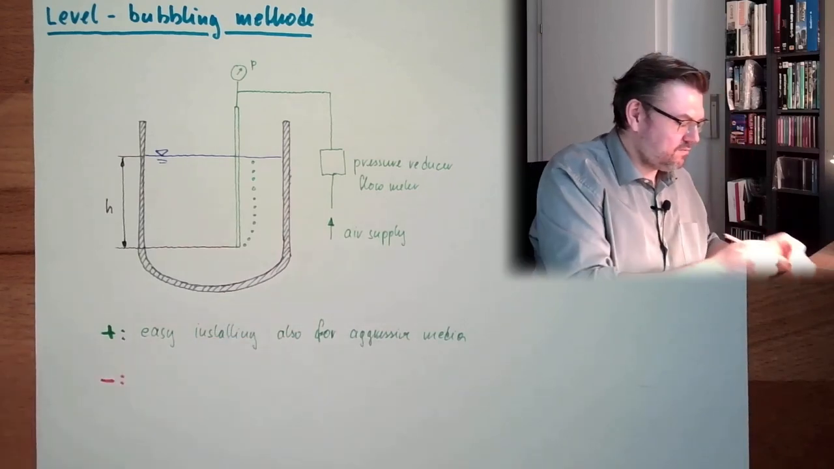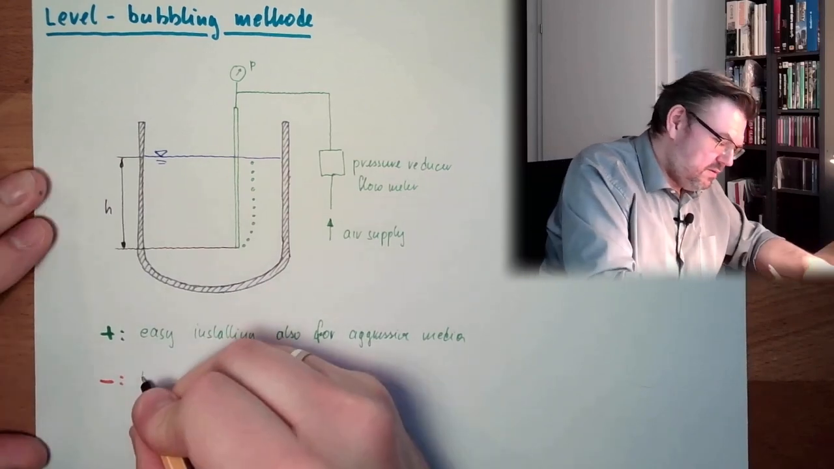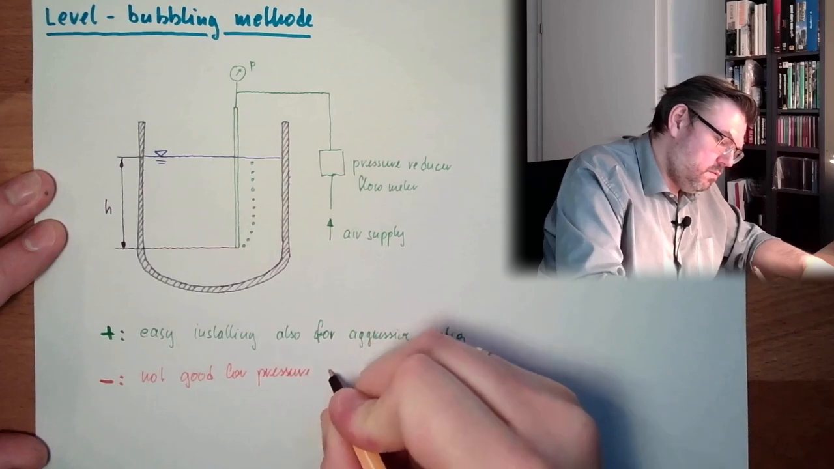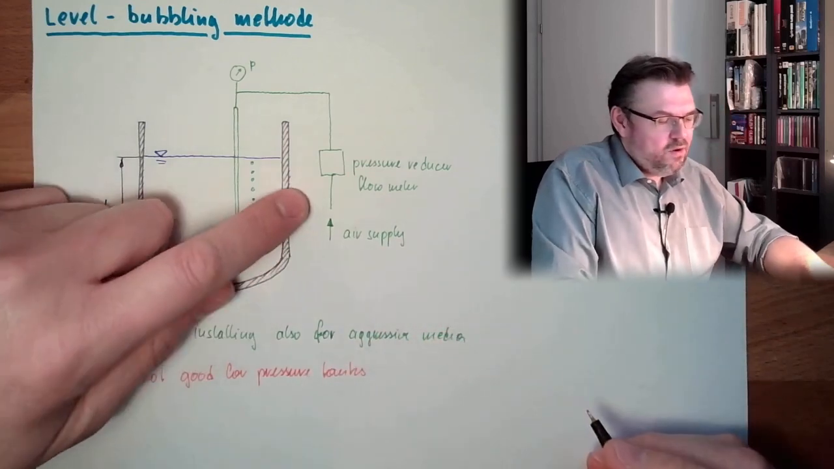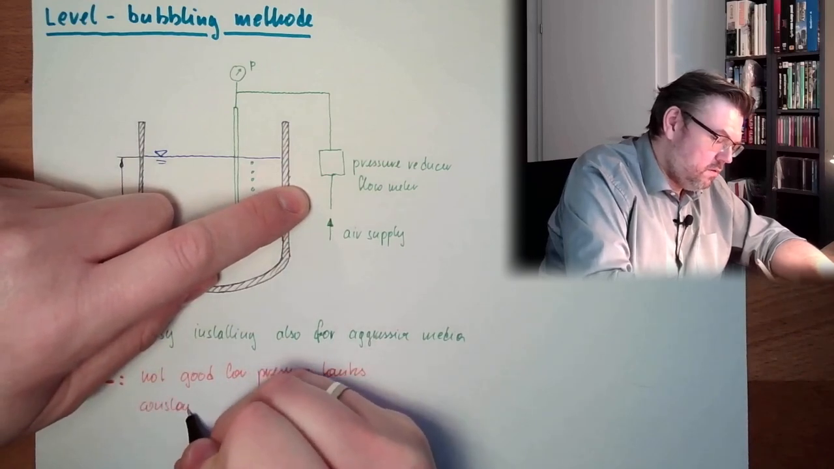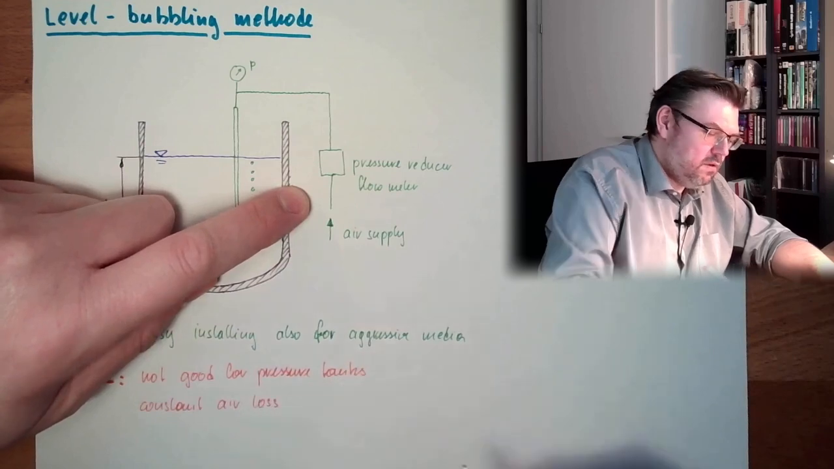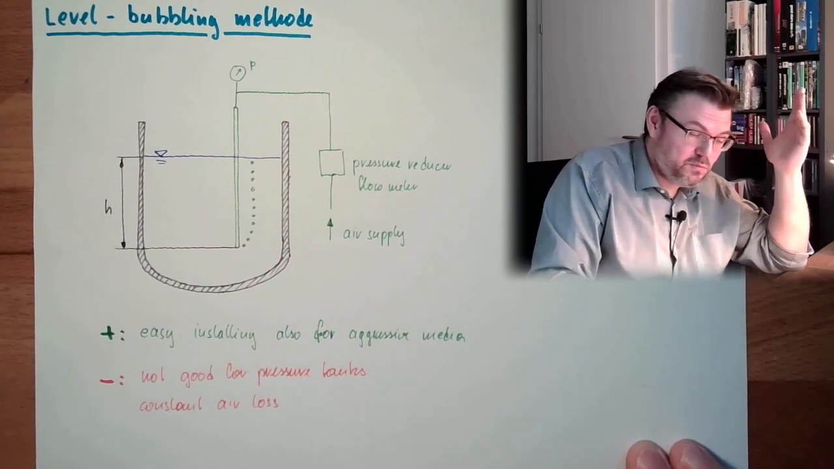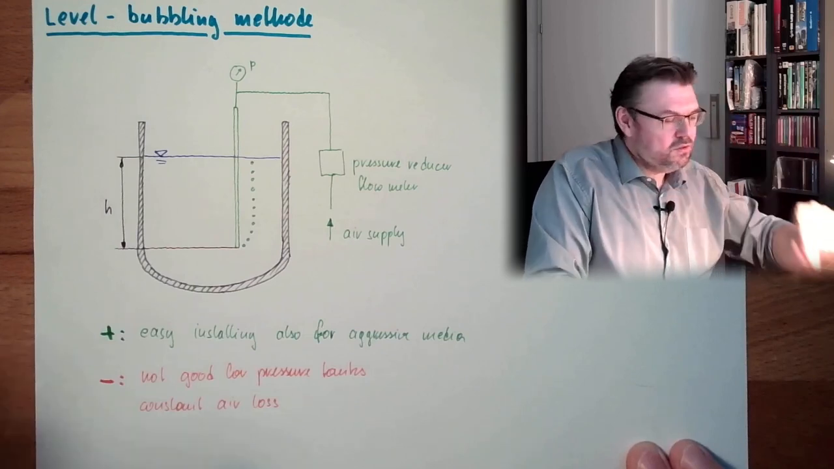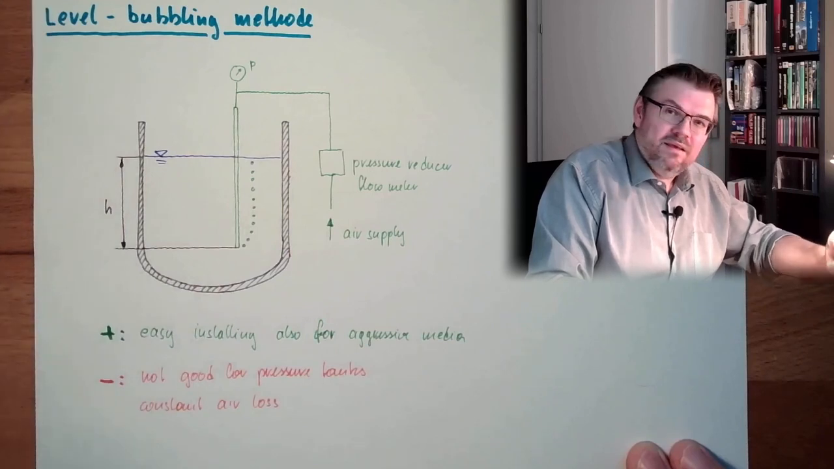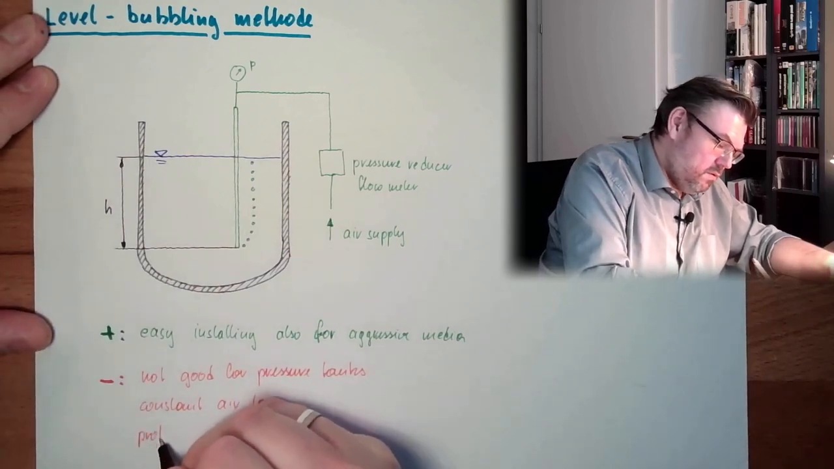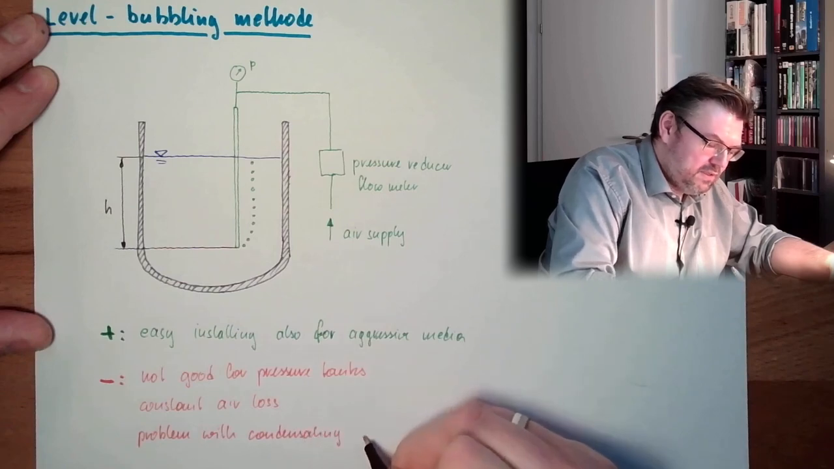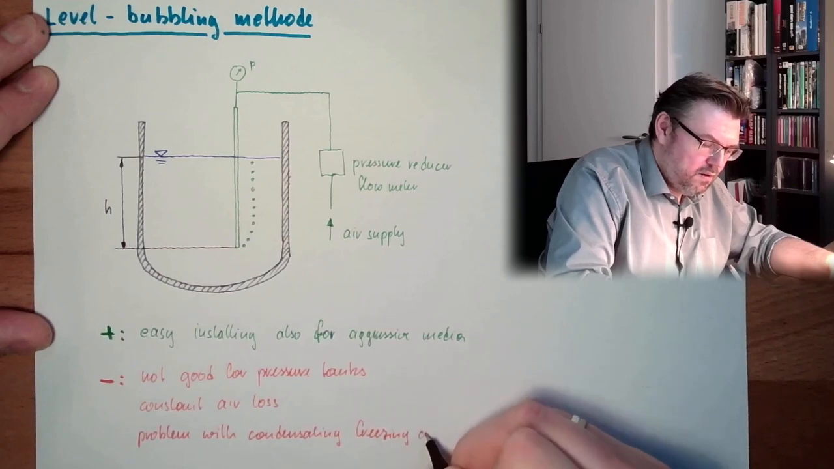Negative side. Not good for pressure tanks. Then we have constant air loss. With constant air loss, we constantly need energy, simply. Not wasted because we measure something, but we need energy. And also the problem with condensation, condensing and freezing air in winter.